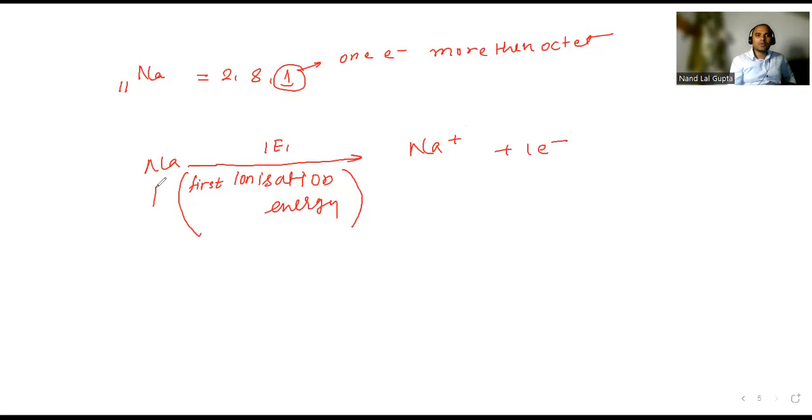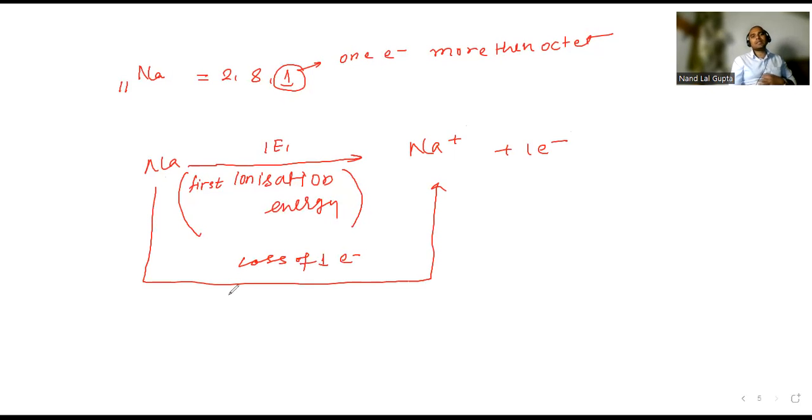So here what is happening is the loss of one electron. This is the ionization energy required to remove one electron. The removal of the electron is taking place in this process, so this is what is called IE, ionization energy. Are you able to understand this one?